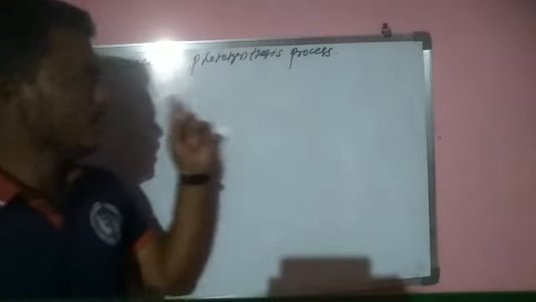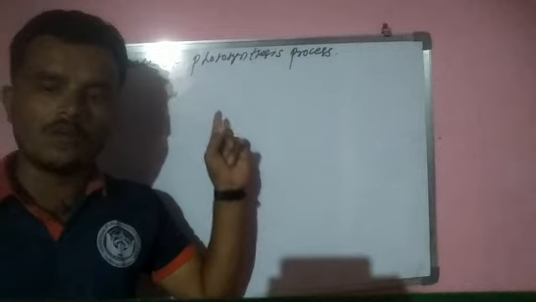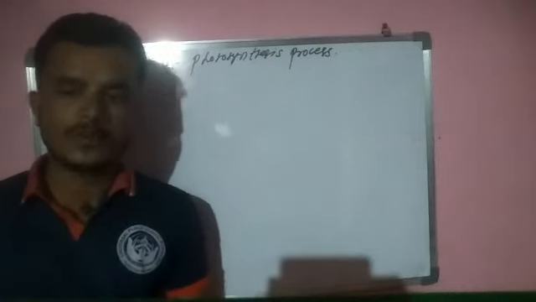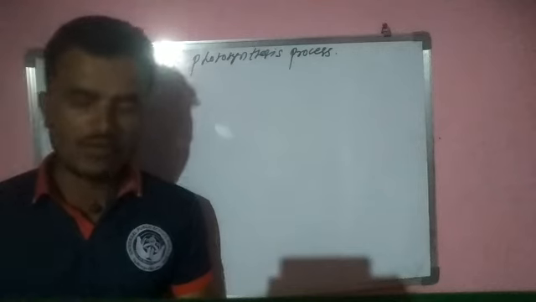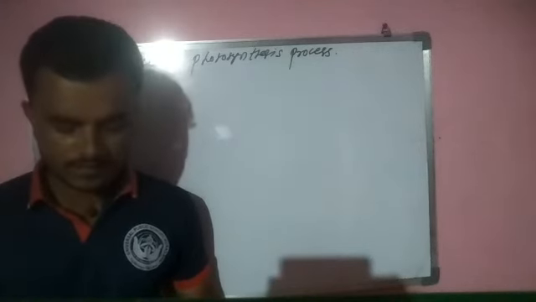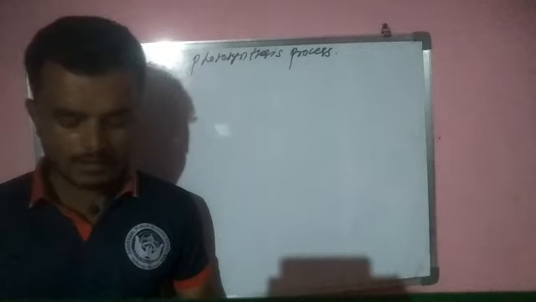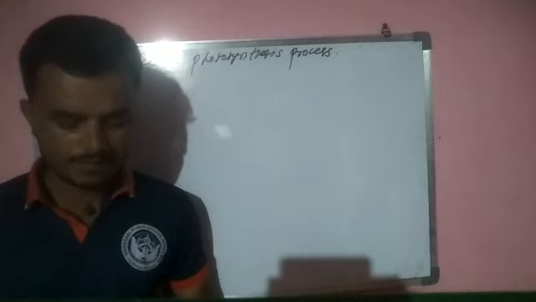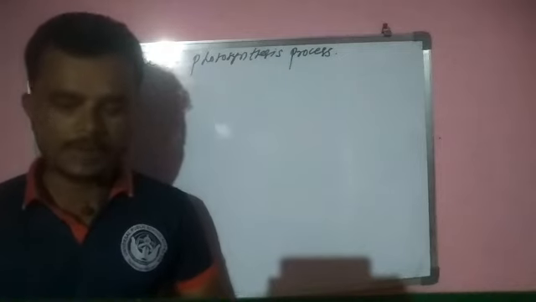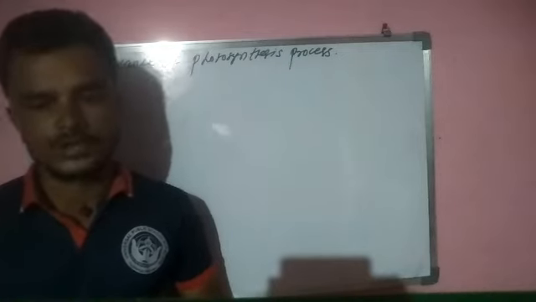The first one, significance of photosynthesis: photosynthesis provides food for all. Next, the photosynthesis process provides oxygen for the respiration process. And the last one is that the carbon dioxide oxygen balance is maintained by the photosynthesis process. So these are the significance of the photosynthesis process. So write down.